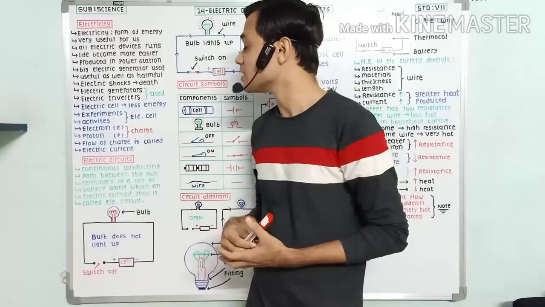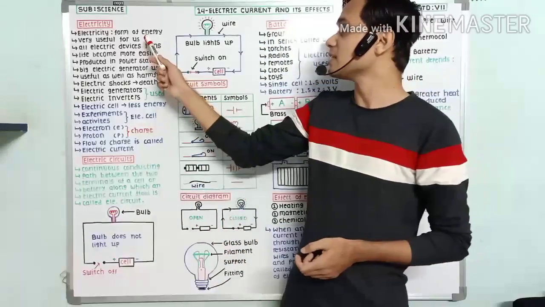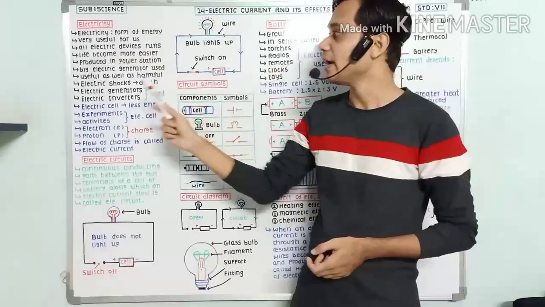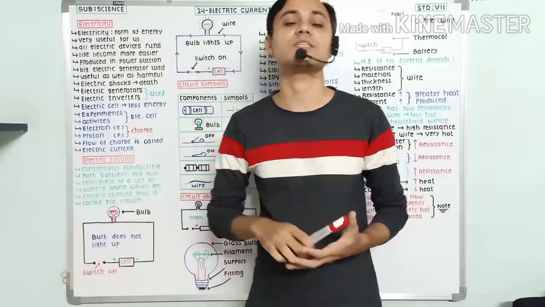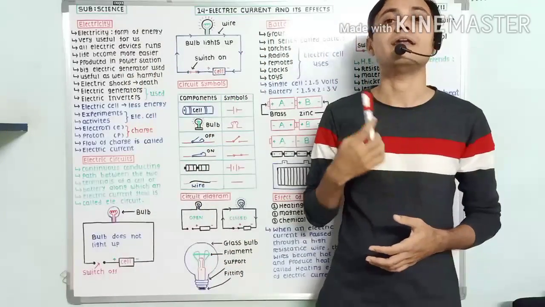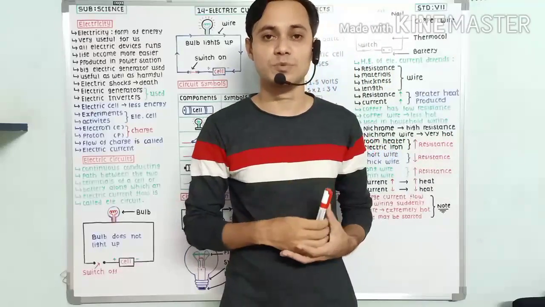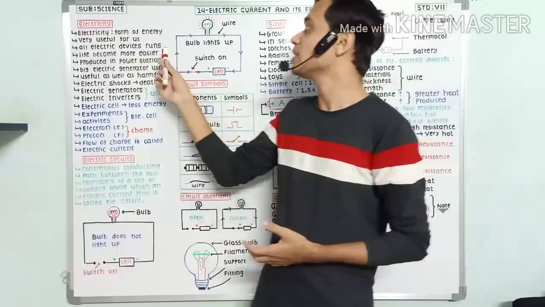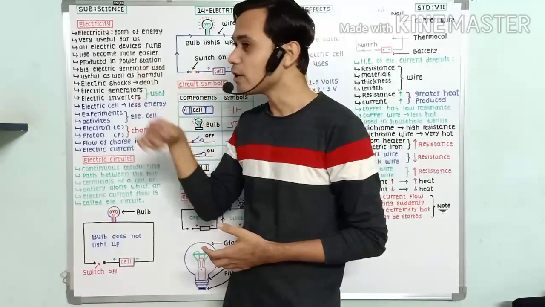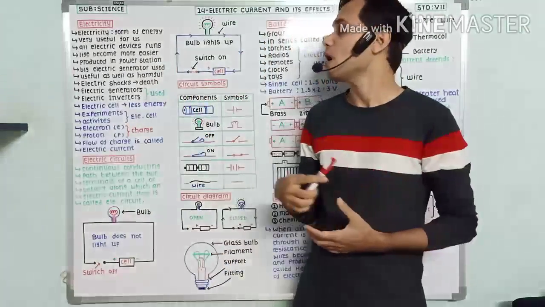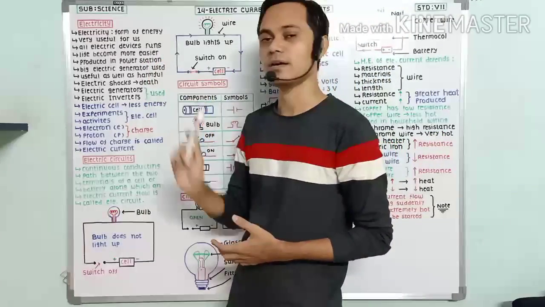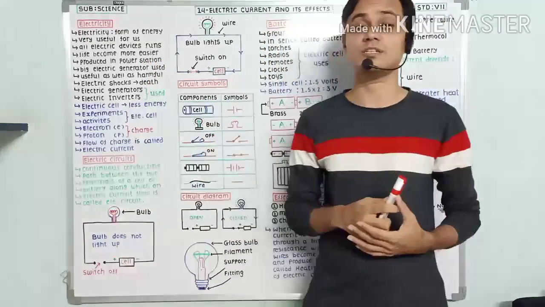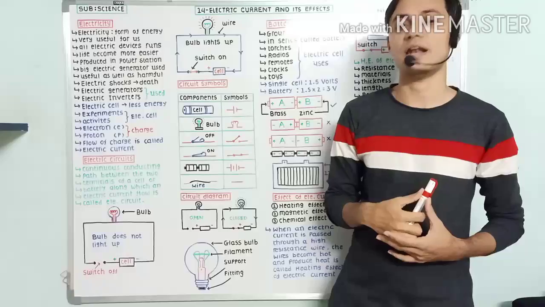So what is electricity? We all know that electricity is a form of energy and it is very useful for us. For example, if we talk about a fan, electric motor, tube light, washing machine, refrigerator, television, right? All the things are run by the help of electricity, and by using all the electrical appliances our life becomes easier, right? That is the reason why electricity is the most important part of our life.